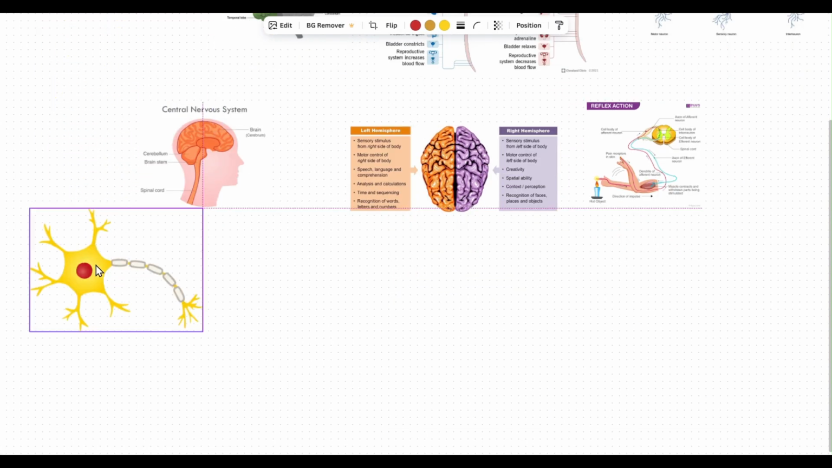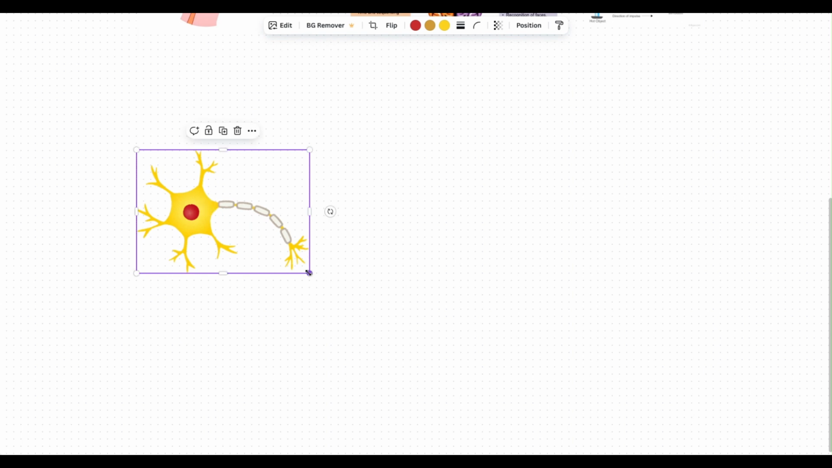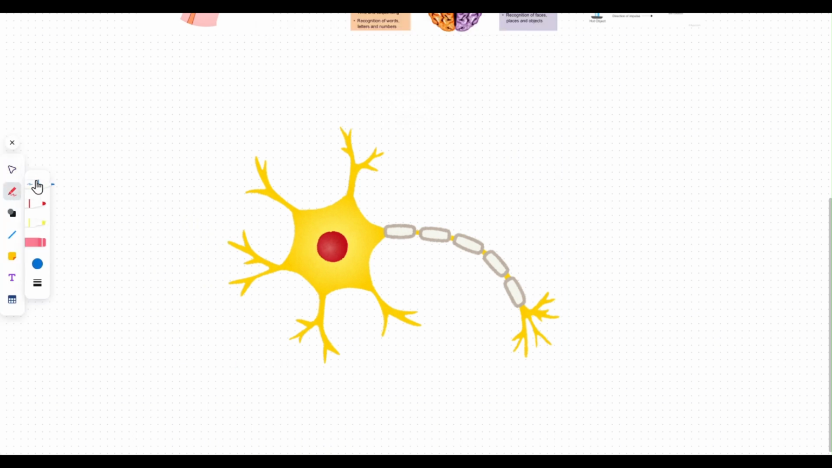So first things first, let us see what a single nerve cell is composed of. This is a nerve cell. Now, in a nerve cell, you have some main components. These are called dendrites. They typically sense stuff. They are the sensing part of the nerve. This part is the cell body. This is like the brain of the nerve cell.